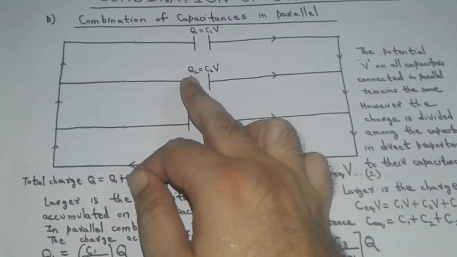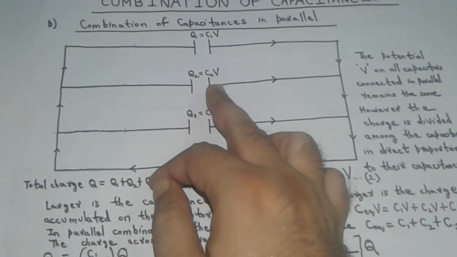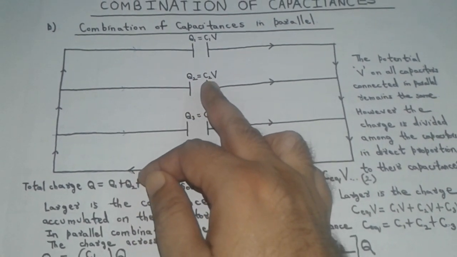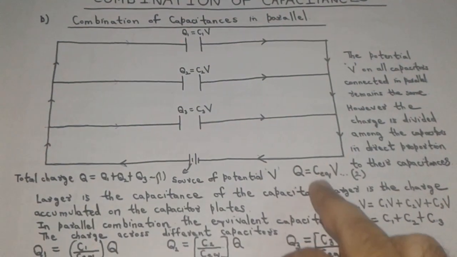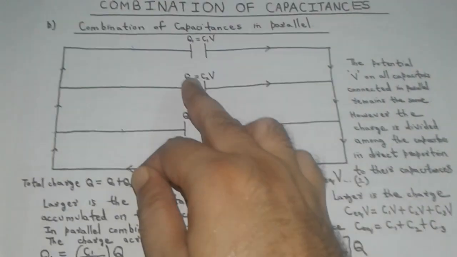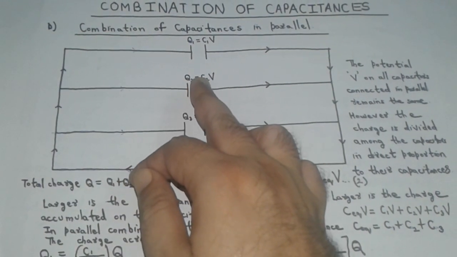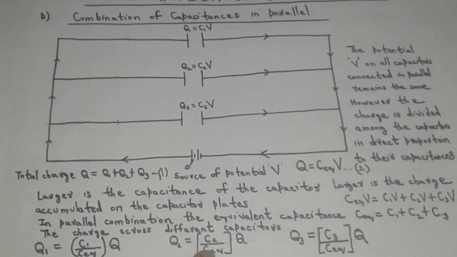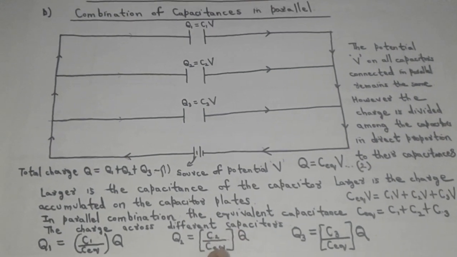Similarly, the charge Q2 on capacitor with capacitance C2 will be given as Q2 equal to C2 into V. So from equation 2, V is equal to Q upon C equivalent. So substituting it, we get Q2 equal to C2 into Q upon C equivalent. So Q2 becomes C2 into Q upon C equivalent.